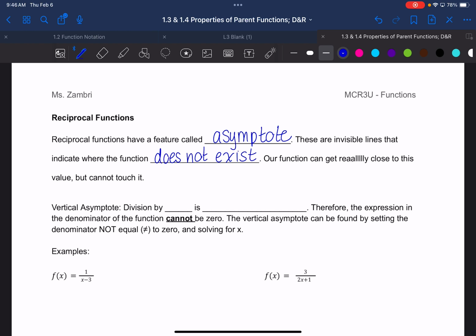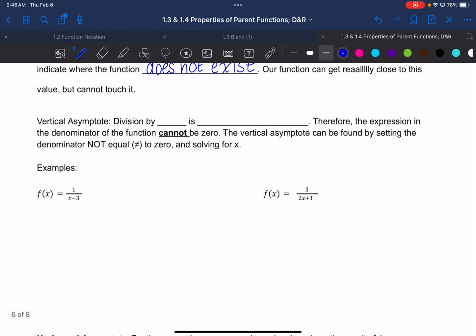Right, there's just no values there. And we said our function can get really, really close to those asymptote values, but they'll never touch it. Only in grade 12 advanced functions will you ever explore the rare cases where you can cross an asymptote. It's rare. You won't see it that often, but it sometimes happens. But in grade 11, we say you'll never cross it ever.